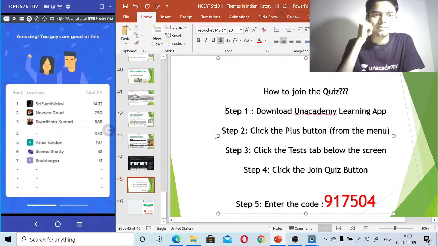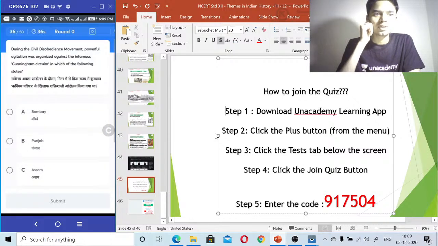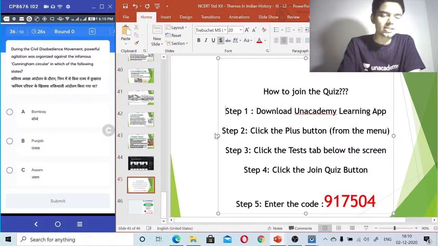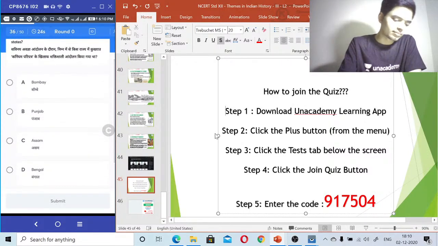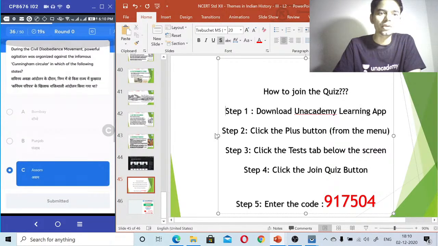Yes, time is up. Sreesandra Devi is leading the quiz with 1392 points now. 36. During the civil disobedience movement, a powerful agitation was organized against the infamous Cunningham Circular in which of the following states? Bombay, Punjab, Assam, Bengal. Cunningham Circular is very famous in which of the following states? That is the question.